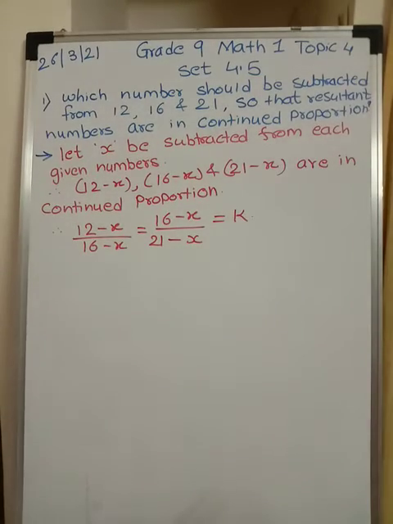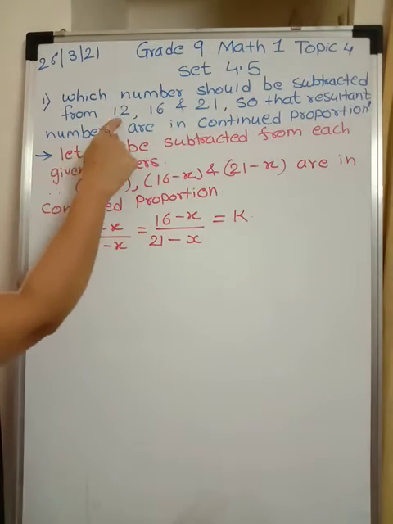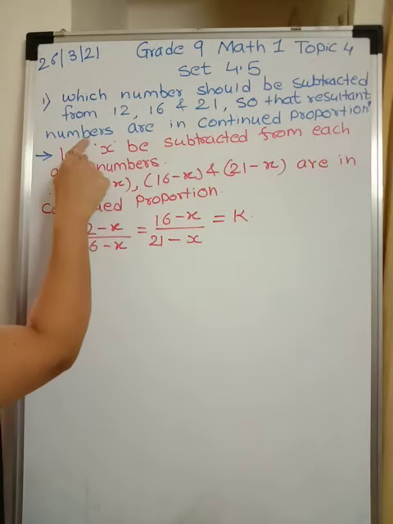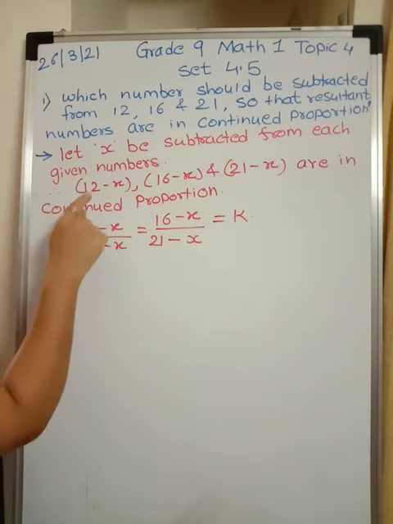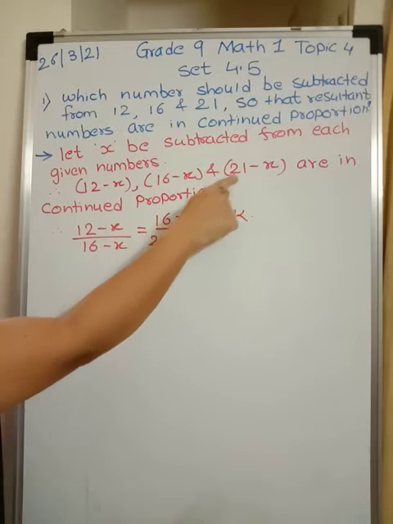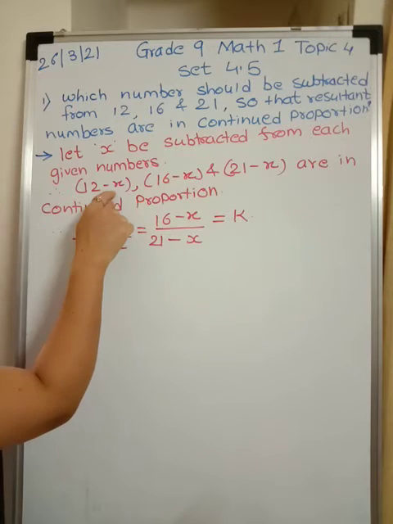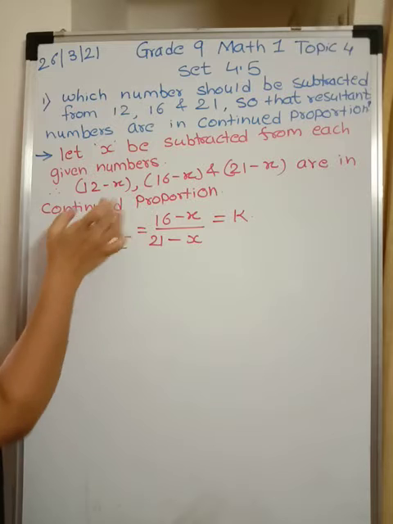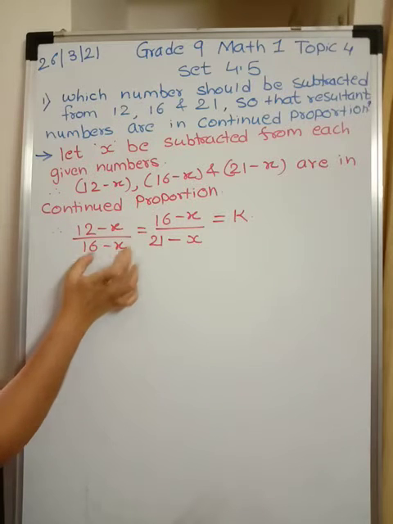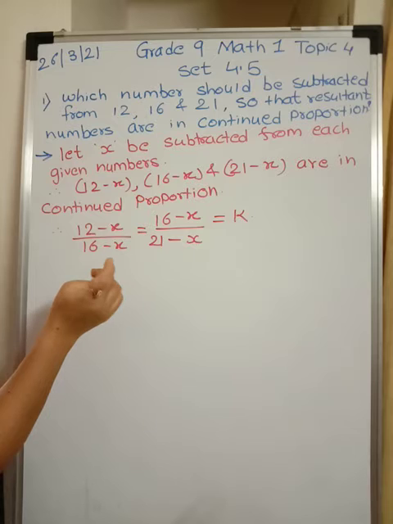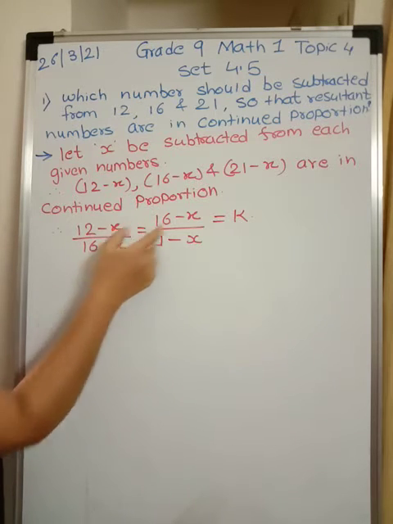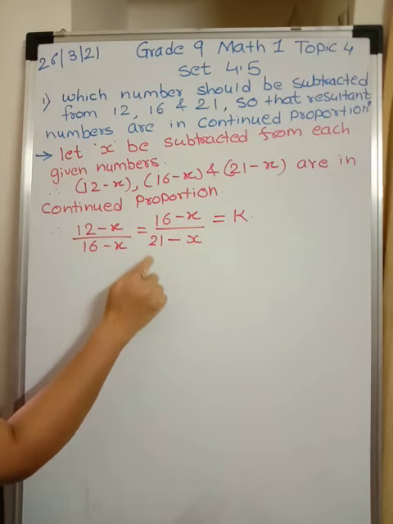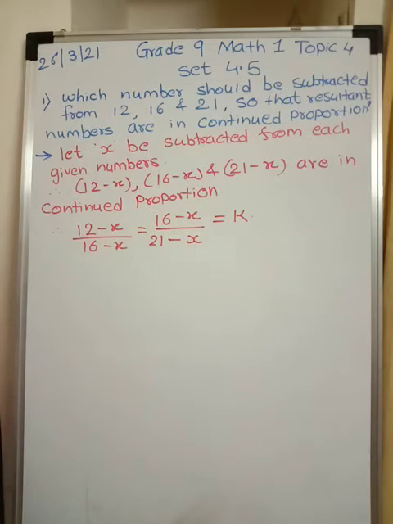Now look at the first problem. Which number should be subtracted from 12, 16 and 21 so that the resultant numbers are in continued proportion? So let us see, we are subtracting x from all three numbers. So what would be our numbers? 12 minus x, 16 minus x, 21 minus x. After subtracting, they should be in continued proportion. So we know that if this is A, this is B, B should be repeated. Then only they will be in continued proportion. So I have written 12 minus x upon 16 minus x will be equal to again 16 minus x upon 21 minus x. And this we are saying let it be equal to k.